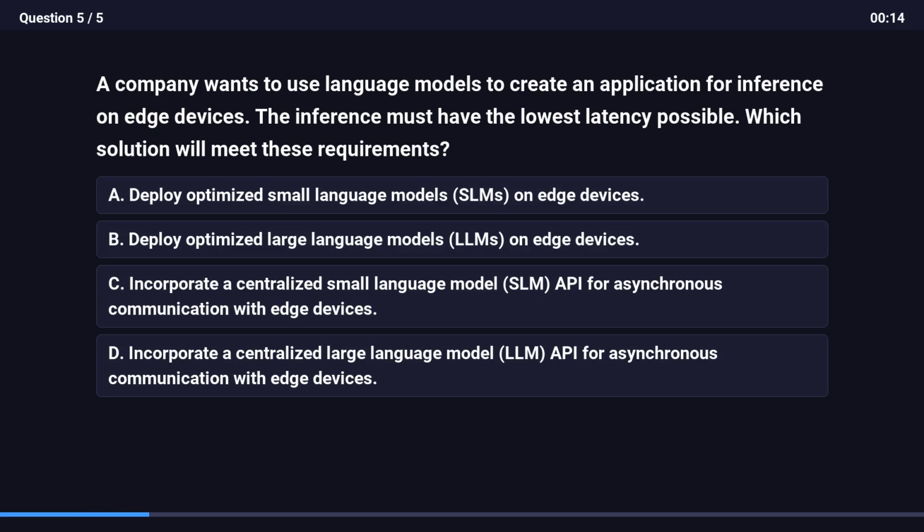A. Deploy optimized small language models, SLMs, on edge devices. B. Deploy optimized large language models, LLMs, on edge devices. C. Incorporate a centralized small language model, SLM, API for asynchronous communication with edge devices. D. Incorporate a centralized large language model, LLM, API for asynchronous communication with edge devices.